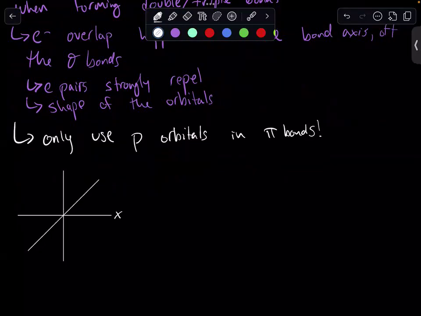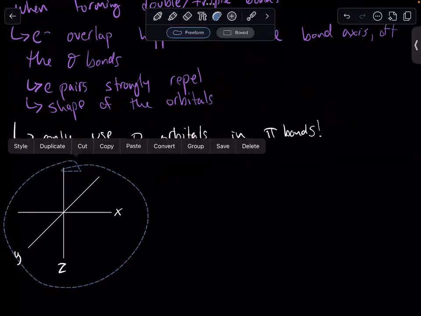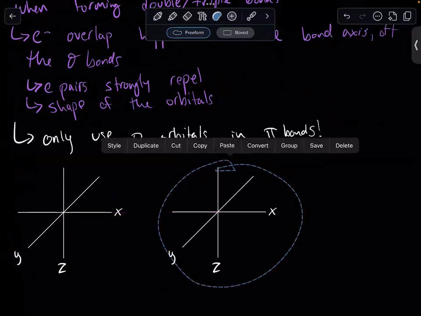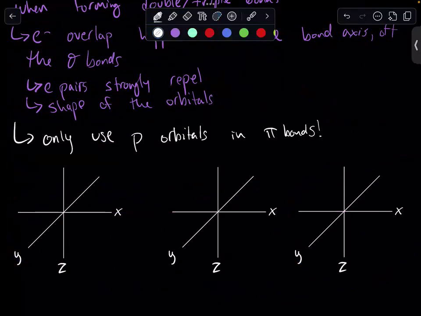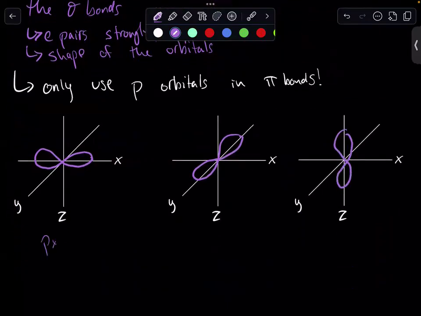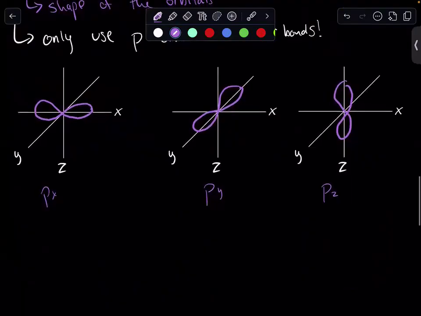And we've got our X, our Y, and our Z axis. I'm going to do a little bit of cheating and just duplicate this 3 times. But we're going to be looking at our X, Y, and Z orbitals. So here's our X orbital, our Y orbital, and our Z orbital. Remember, this is px, py, pz. All right. So we already know that p orbitals can form sigma bonds by these head-on collisions.